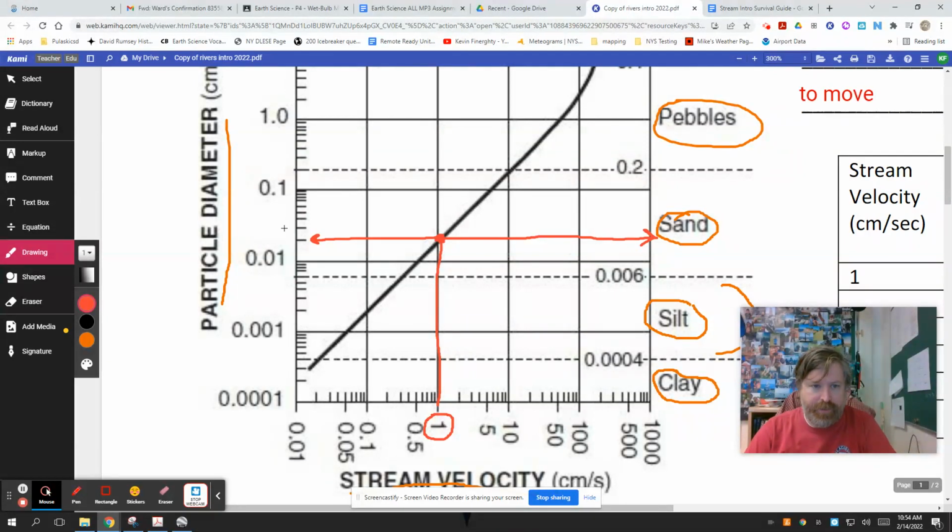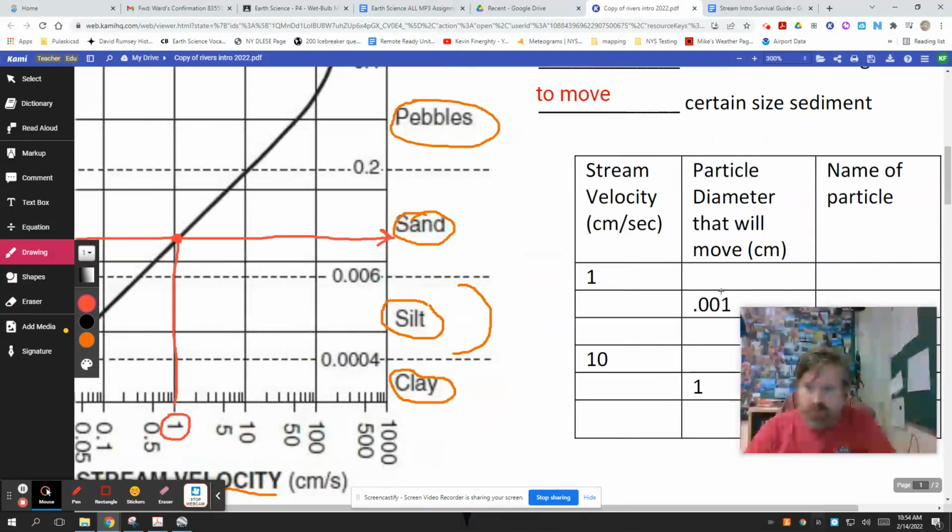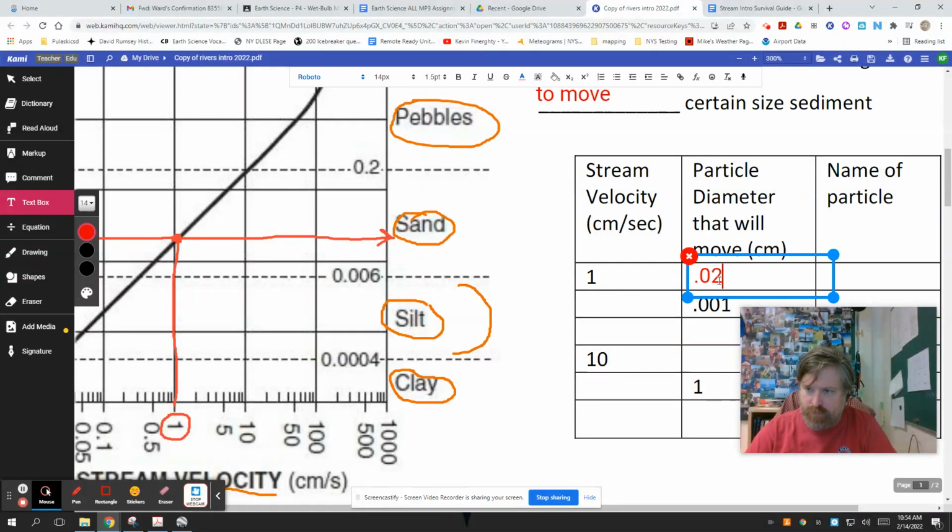All that said, at 1, I'd say the particle diameter here, if that's 0.01, that's 0.02. So we'll check that right in there. The name of that particle, as we said, is sand. There you go.